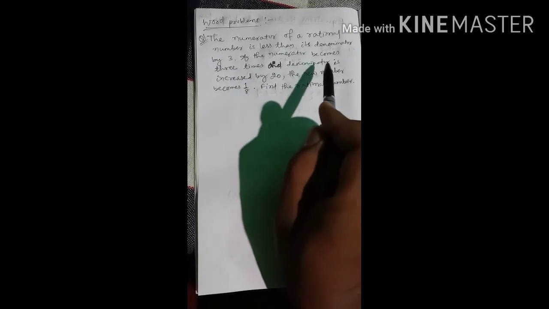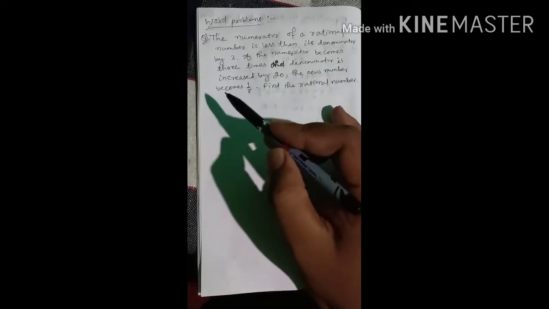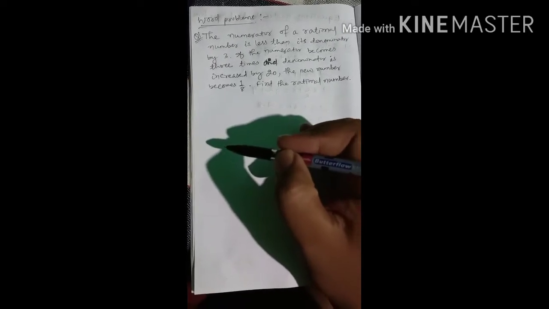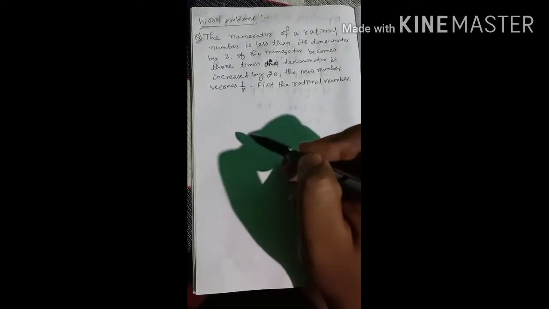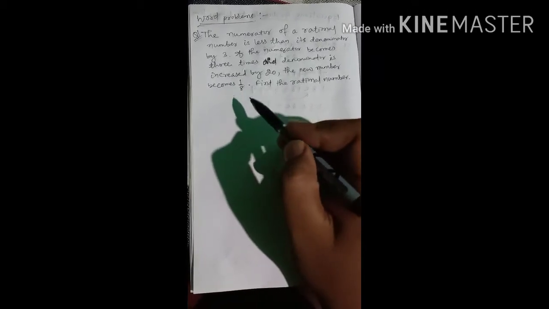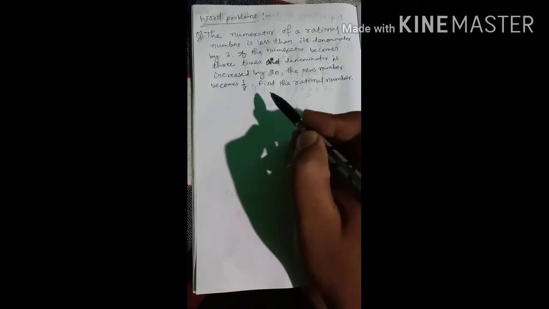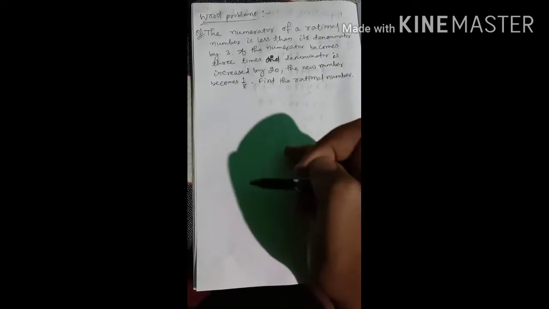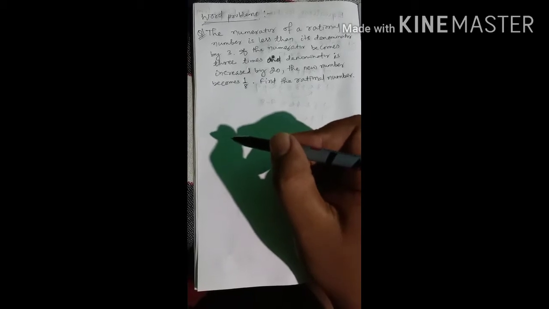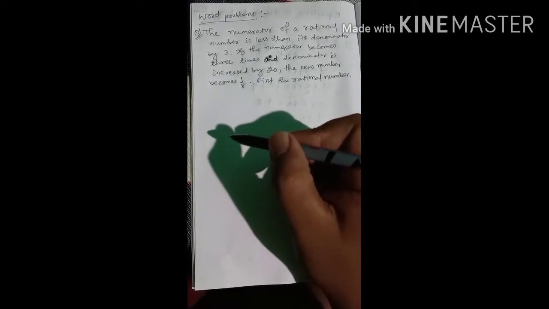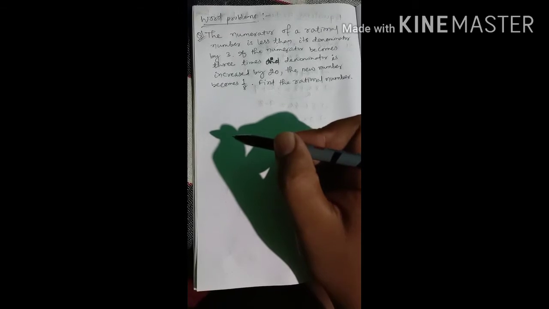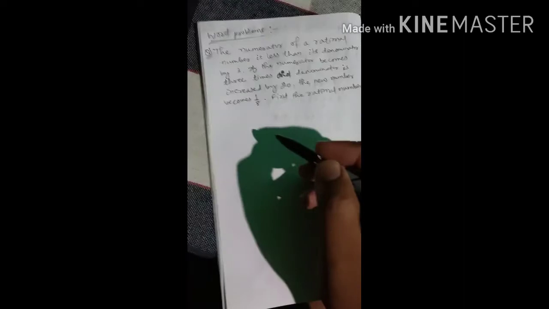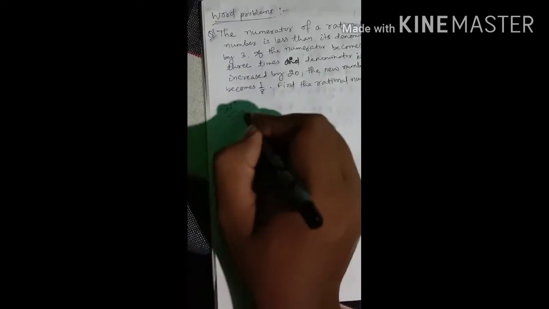Now come to the next statement. If the numerator becomes 3 times: at first the numerator is x, and if it becomes 3 times, then it will be 3x, and the denominator is increased by 20. At first the denominator is x plus 3, and if it is increased by 20, we add 20 to it. Then the new number becomes 1 by 8. Find the rational number. So let us start the solution.